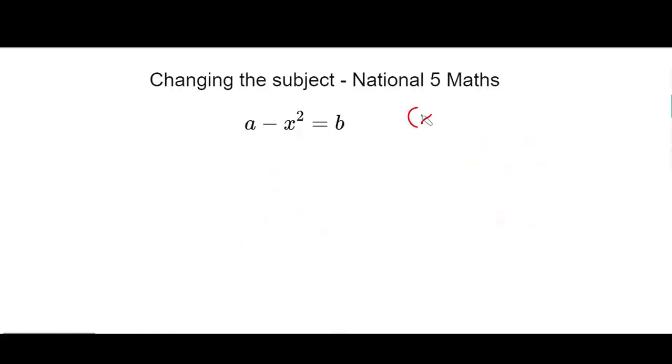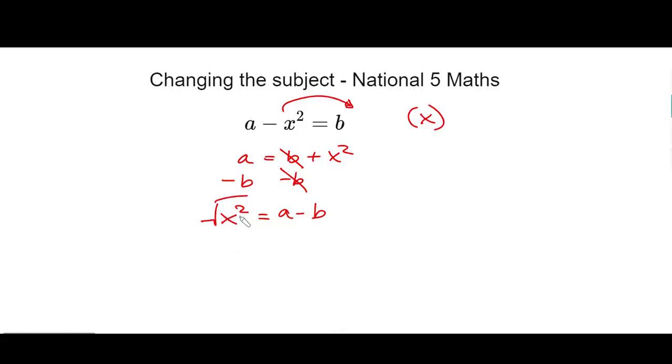Okay, so we're wanting x again. This is minus x squared, so let's move the minus x squared over this side. So that gives us a is equal to b plus x squared. So let's get rid of the b. It's just to make the x squared positive. So if we minus b, it gets rid of the positive b, but we've also got to minus b on this side. So x squared is equal to a minus b. Again, to get rid of the square, we take the square root. They cancel. We've also got to take the square root of this, a minus b. So x is equal to the square root of a minus b.